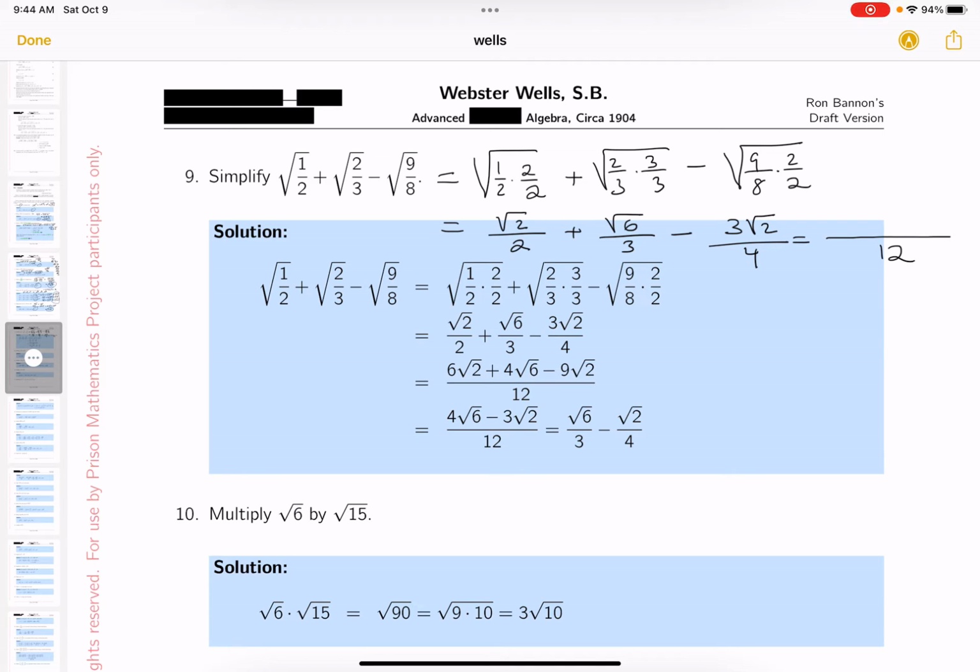Well, it's going to be 6 root 2's, plus 4 root 6. And then what do you get in the end? You get minus 9 root 2's. Now, I'm not beyond making a mistake. And what I mean by that is I want to be very careful when I write an answer down to check it. And what do I see? I see 4 root 6, minus 3 root 2's. This is a fine answer. That's the answer I would write down.